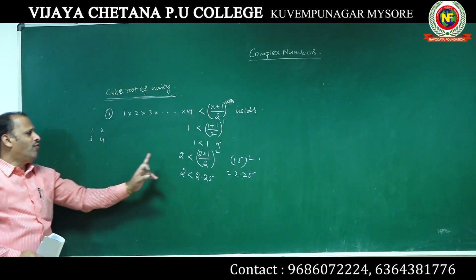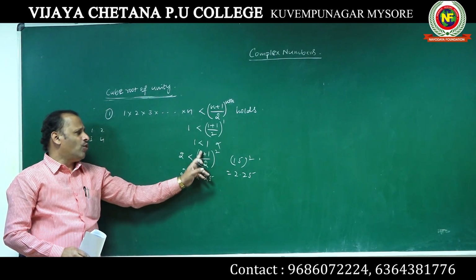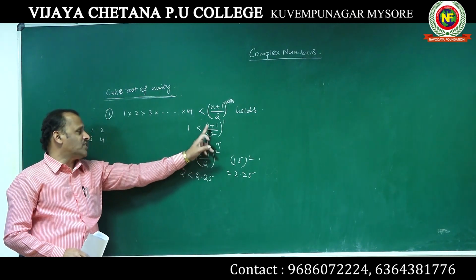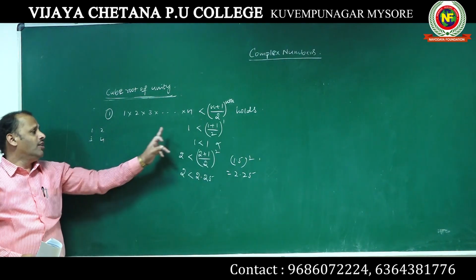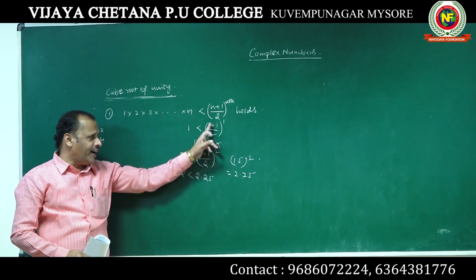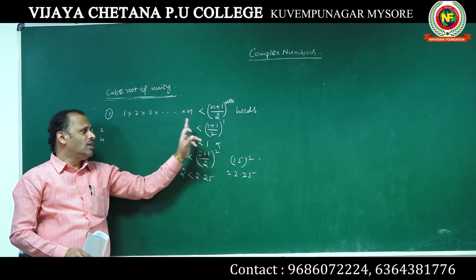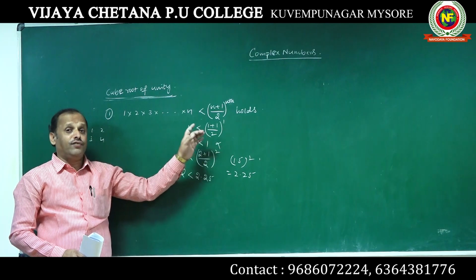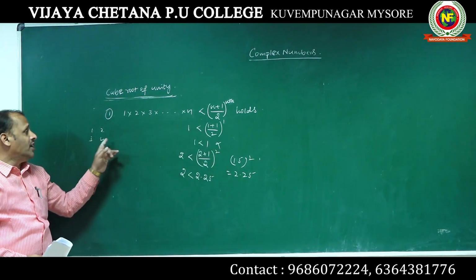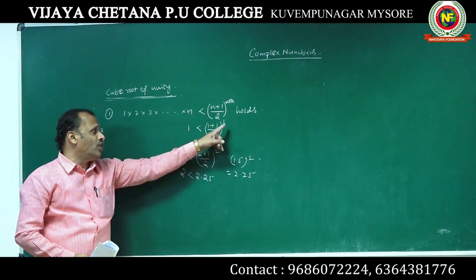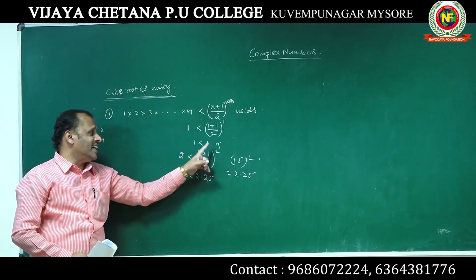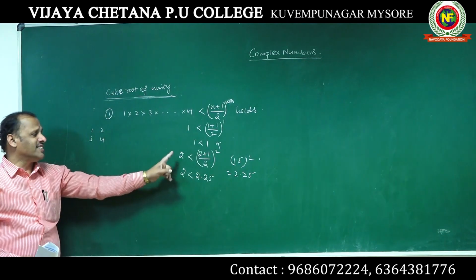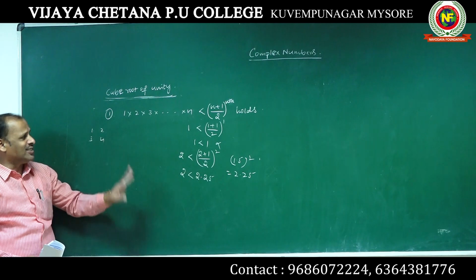Then 4. 4 plus 1 is 5. 5 divided by 2 is 2.5. 2.5 to the power 4 is, of course, greater than 4. Of course, it is also correct.